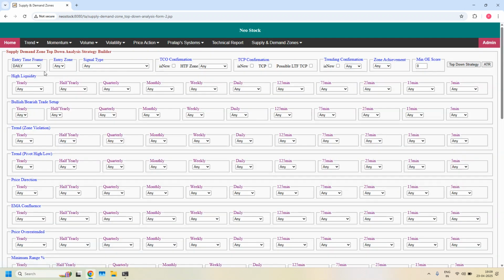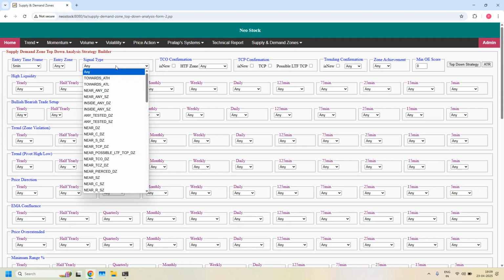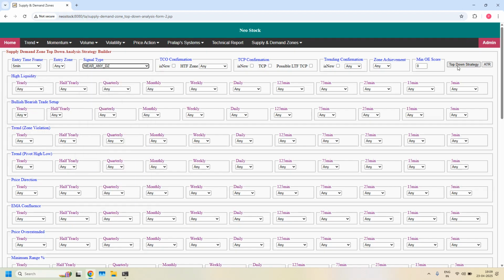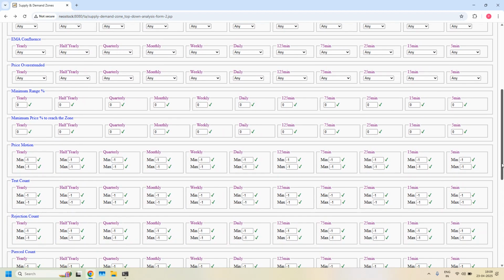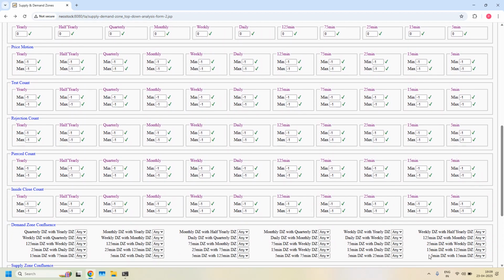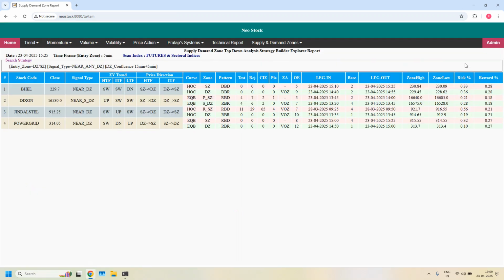Okay, next time frame is 5 minutes. Stocks near the 5 minutes demand zone. We got 11 stocks. Let's further filter based on the zone confluence, that is 5 minutes and 15 minutes demand zone confluence. Now we got 4 stocks.